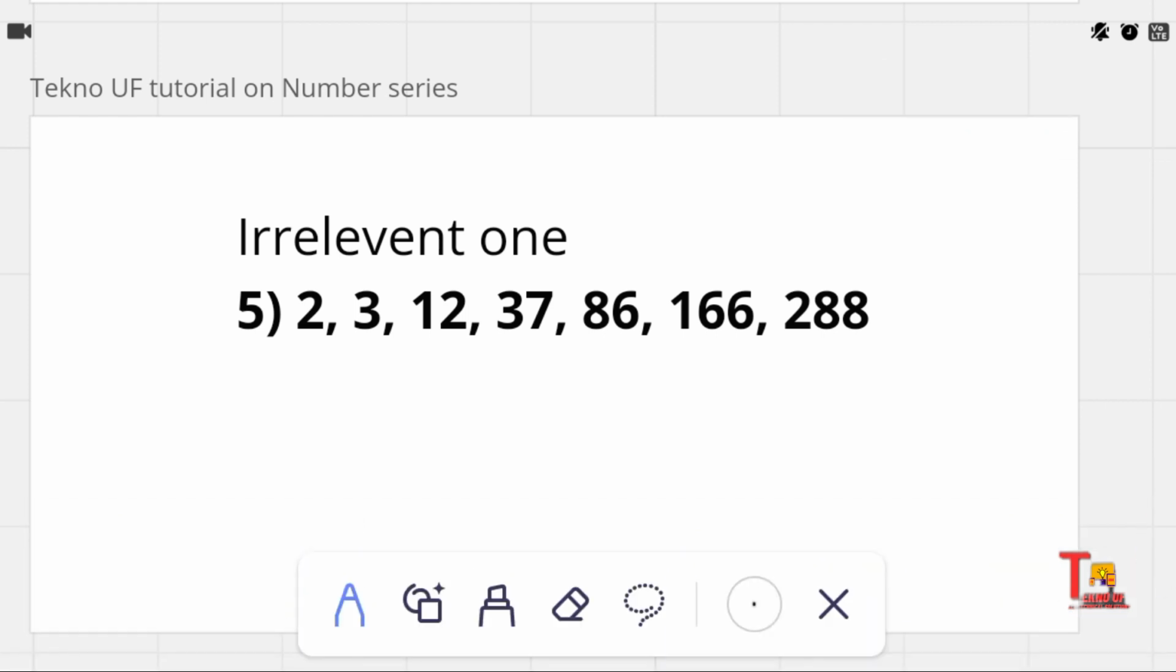Just look at this. From 2 to 3, the number 2 is added with 1 square, and from 3 to 12, 3 is added with 3 square, and the number 12 is added with 5 square. So if 12 is added with 5 square, then this number will be 37, and from 37 to 86, what happens here? Here the number 37 is added with 7 square, so the 86 is here.